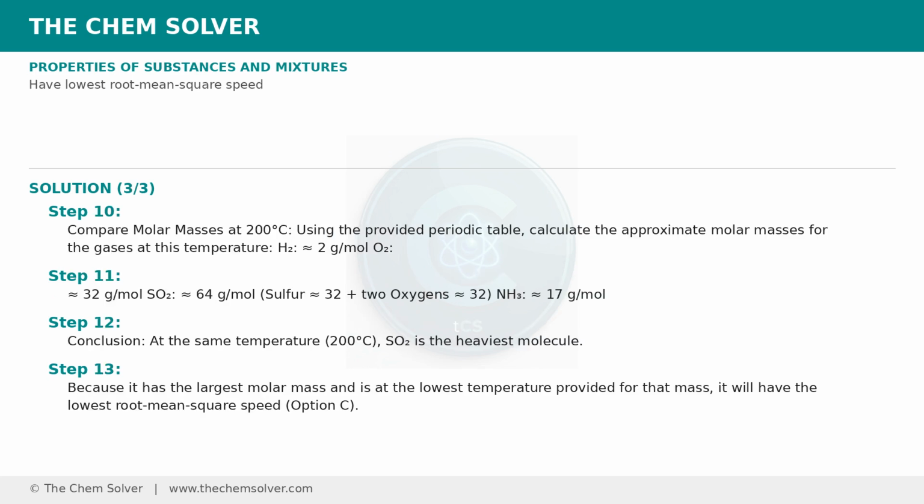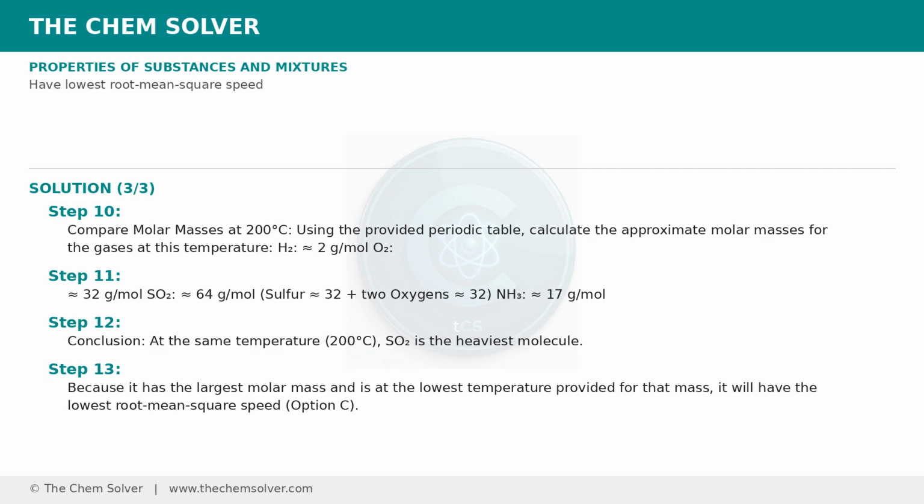Compare molar masses at 200 degrees Celsius. Using the provided periodic table, calculate the approximate molar masses for the gases at this temperature. H2, approximately 2 grams per mole. O2, approximately 32 grams per mole. SO2, approximately 64 grams per mole: sulfur approximately 32 plus 2 oxygens approximately 32. NH3, approximately 17 grams per mole.